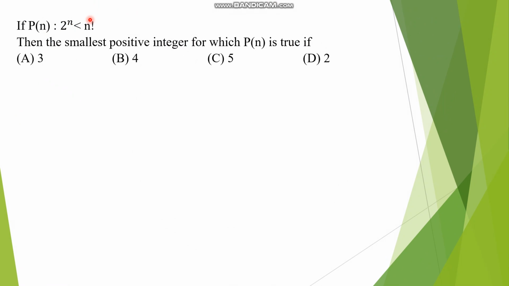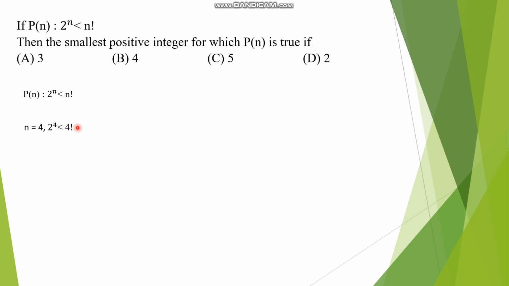If P(n) is the statement 2^n < n!, then the smallest positive integer for which P(n) is true. If options are given, we can do it directly without looking into it, but let me tell you, when you put n equal to 4, what happens? We get 2^4. What is 2^4? 2 into 2 into 2 into 2, which is how much? Yes, that's 16, and that's obviously less than 4 factorial.